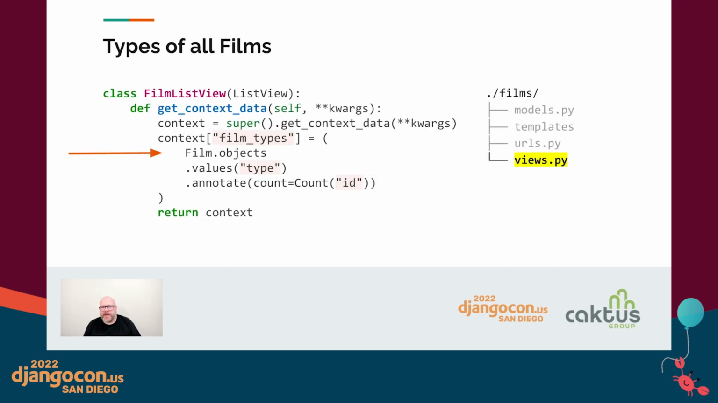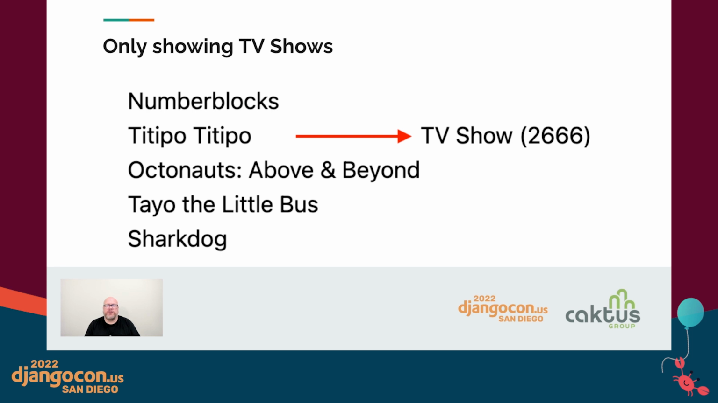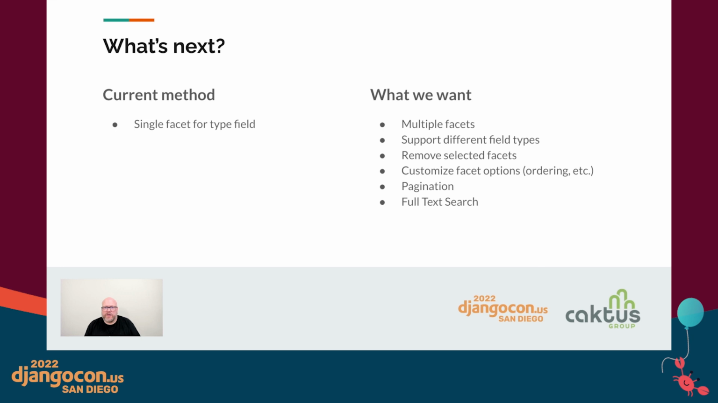Looking back at our view, types are annotated for all films. If we want to adjust these based on filters, we update the context variable to use the filtered query set. And now you can only see our chosen TV show's facet count. What's next? We have our type field facet, but what else do we still want? We want to be able to do multiple facets, support different field types, remove selected facets, customize facet options, such as ordering, pagination, and full text search.